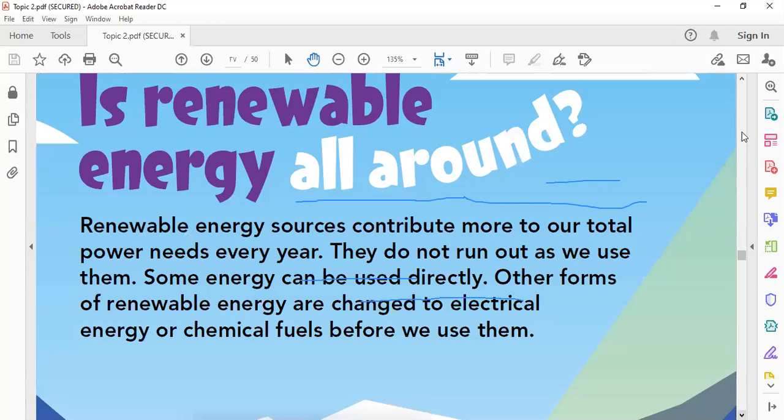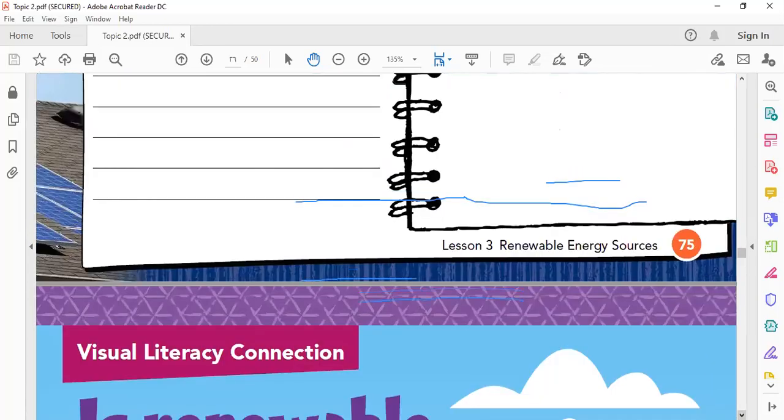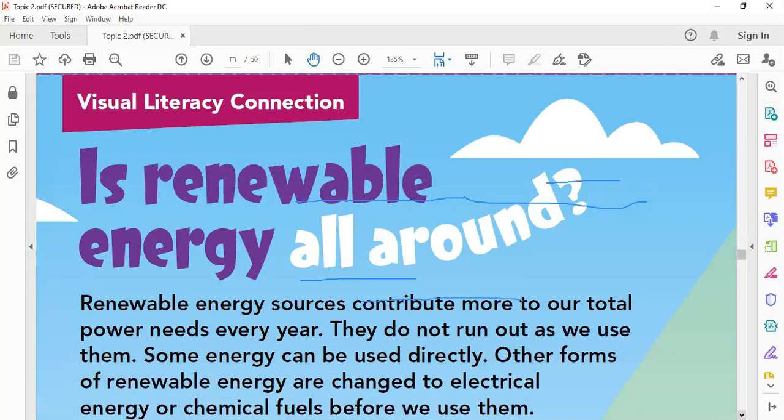Now go to page, please. Open your books, page 76, please. Fine. Look at this. Okay. Is renewable energy all around? Of course, the answer is yes. Again, is renewable energy around us? Yes, of course. Let's see.